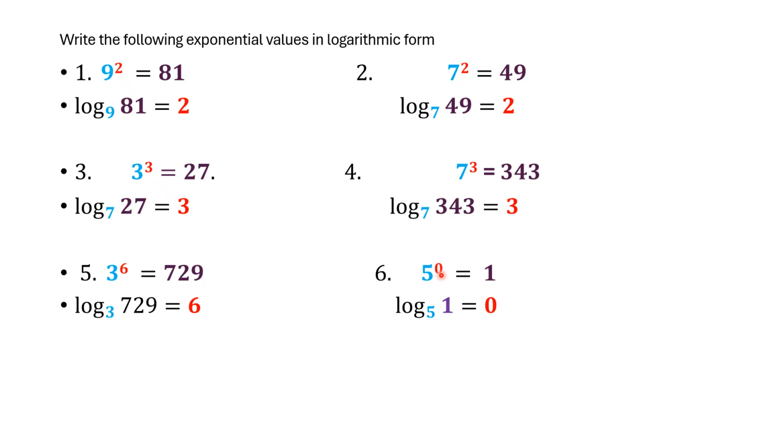Anything to the power 0 equals 1. So you see there 5 to the power 0 equals 1. So base 5, 1 and 0 swap places. So log base 5 of 1 would equal 0.